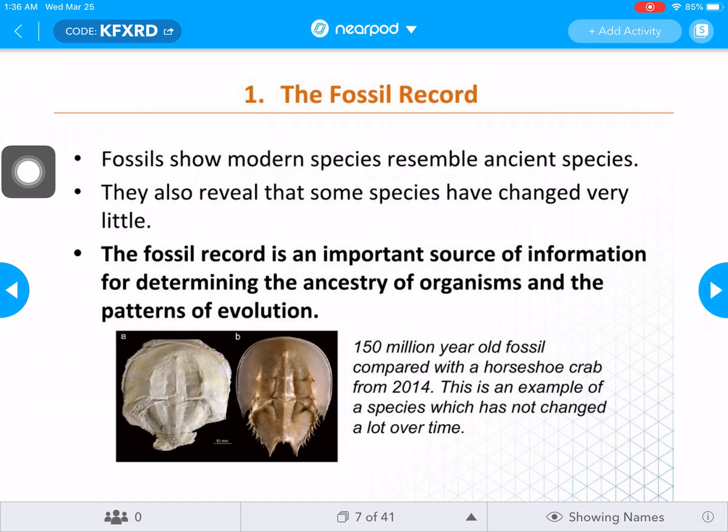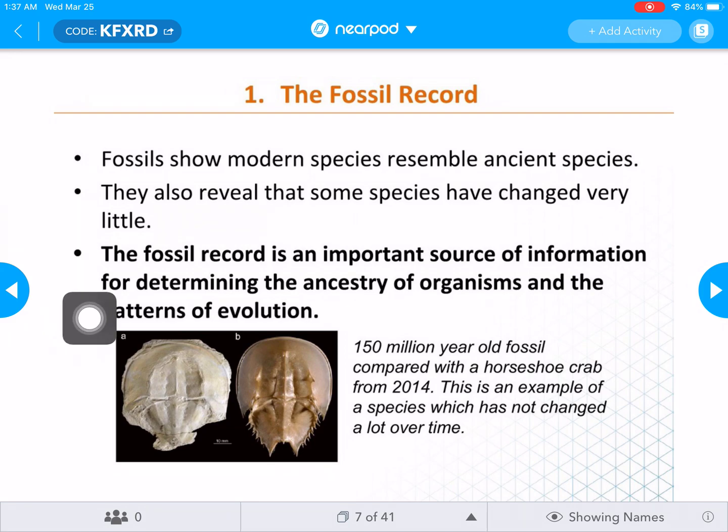All right. So fossils show modern species resemble ancient species. So we can see, based on the fossil records, that there are fossils of organisms that look very similar to organisms that we have now. However, they were a little bit different. Like they were either really, really big or really small, or they had different body parts and different features on them. They also reveal that some species have changed very little over time.